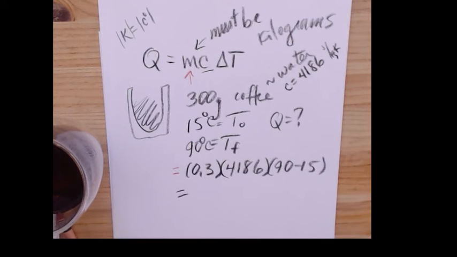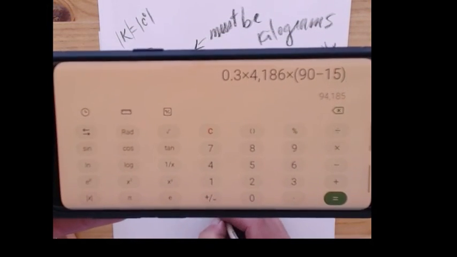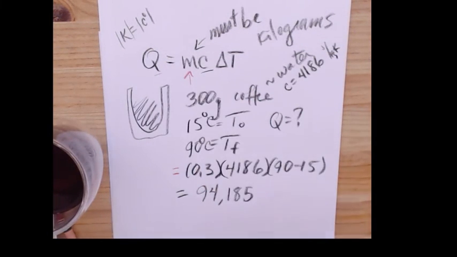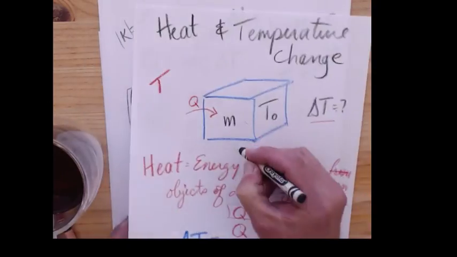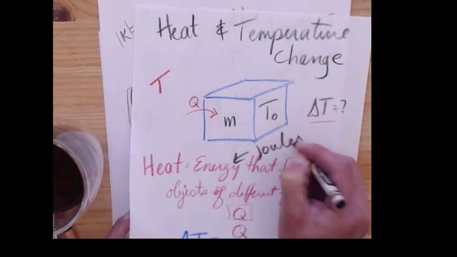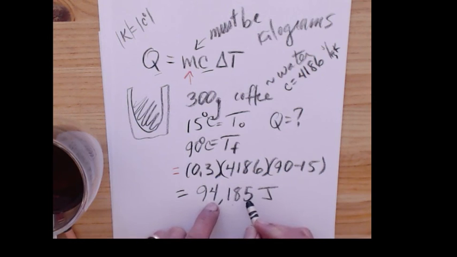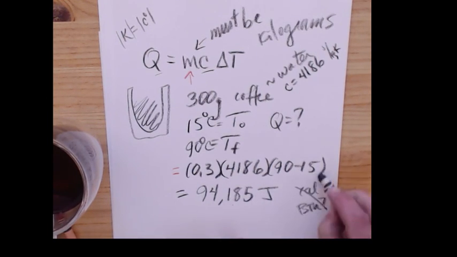I did this on my calculator. So I end up with 94,185. Heat is energy. Energy is measured in joules. So 94,185 joules, which seems like a lot, and it kind of is, but a joule is not a lot of energy. What about calories or BTUs? Those are old British units that we don't use anymore.